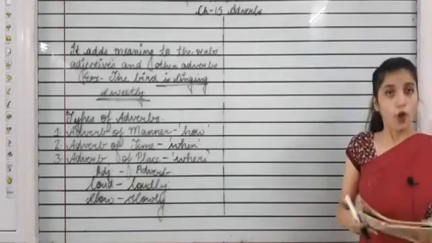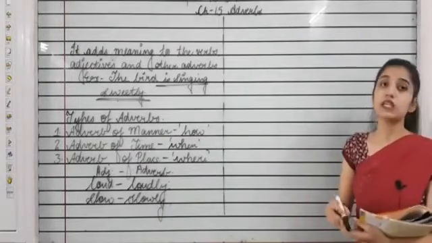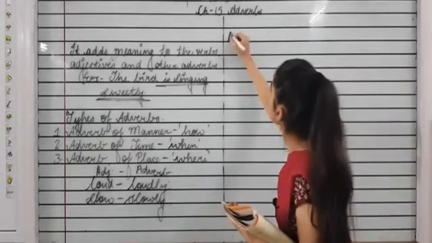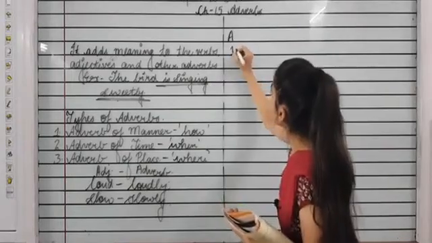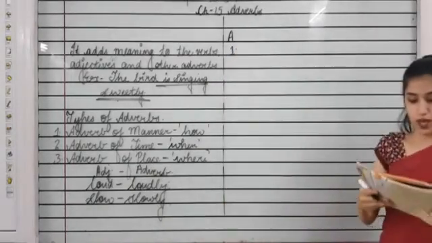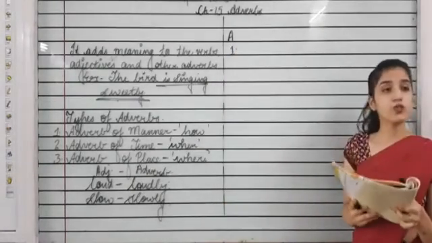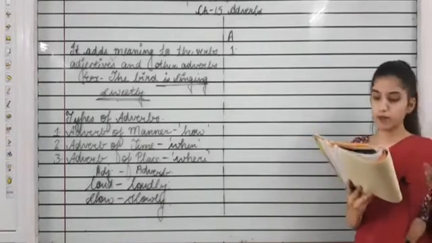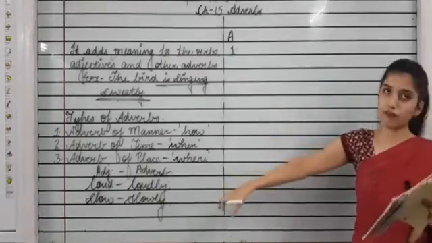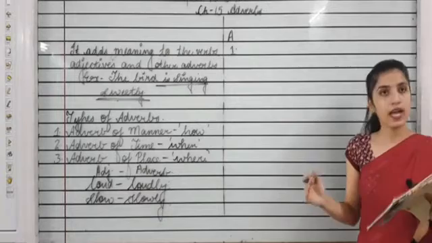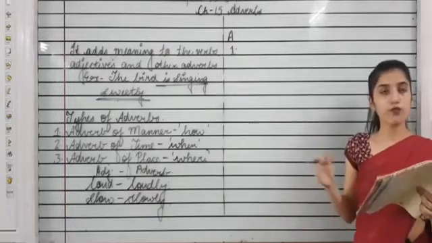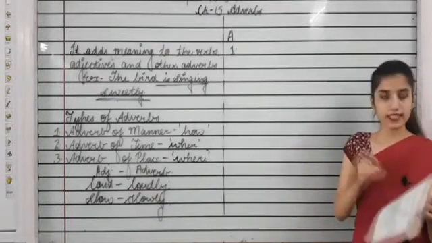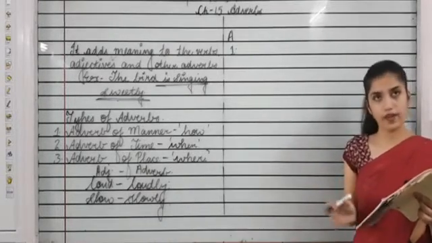Exercise number A, which is given on page number 63. So first one, what is the first one? What you have to do is fill in the blanks by adding ly to the adjectives given in brackets. We have studied what we have to do. We have to add ly to the adjective to form the adverb. That thing only we have to do over here.